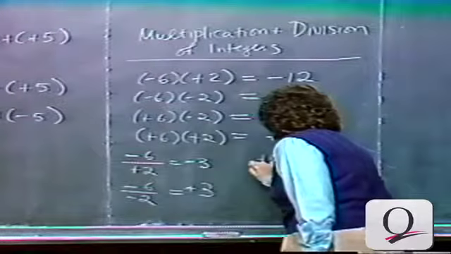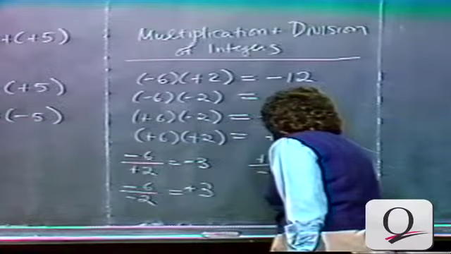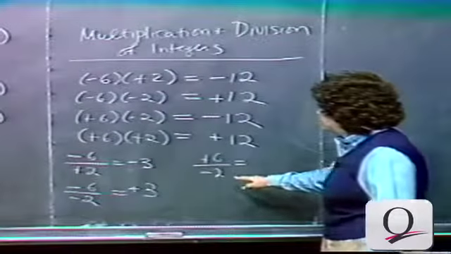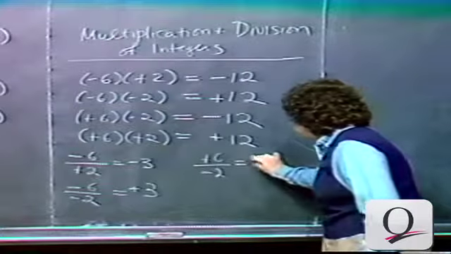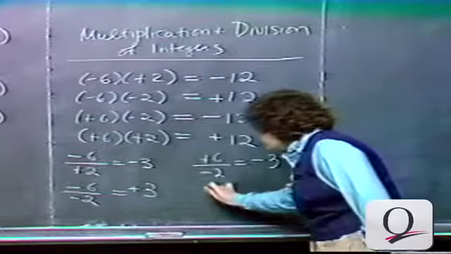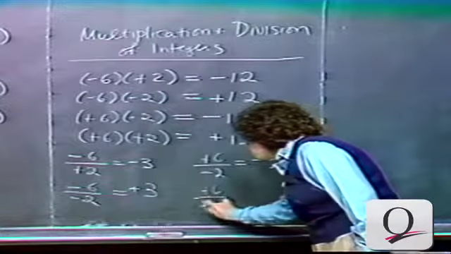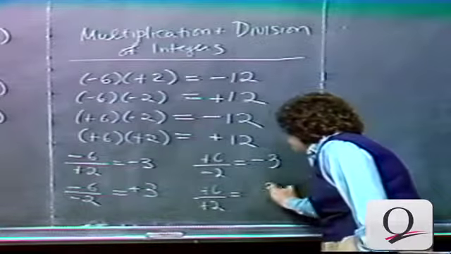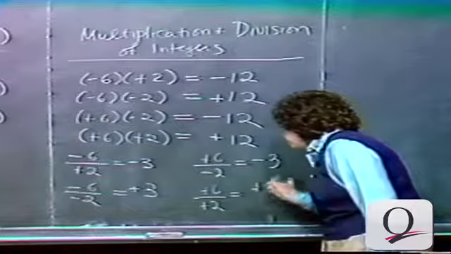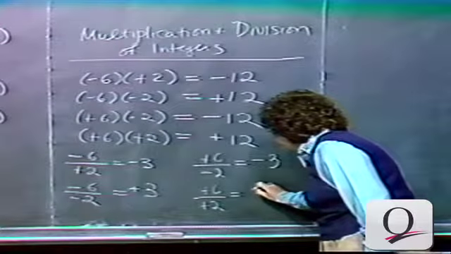Plus 6 over minus 2. 6 over 2 is 3. Different signs, a negative answer. And of course, plus 6 over plus 2. 6 over 2 is 3. Same sign, so it's a positive answer.